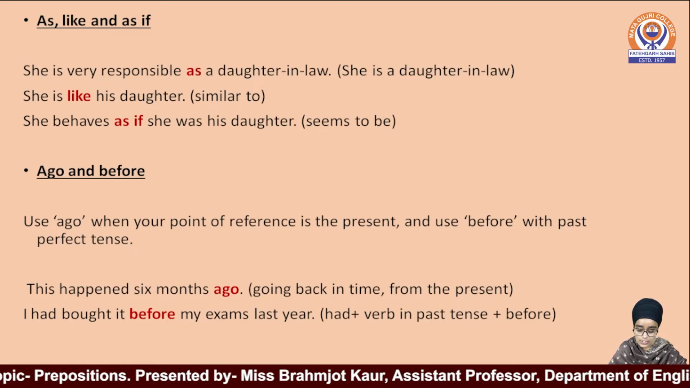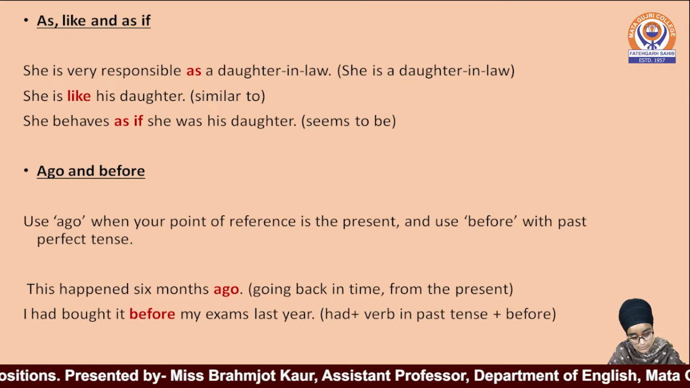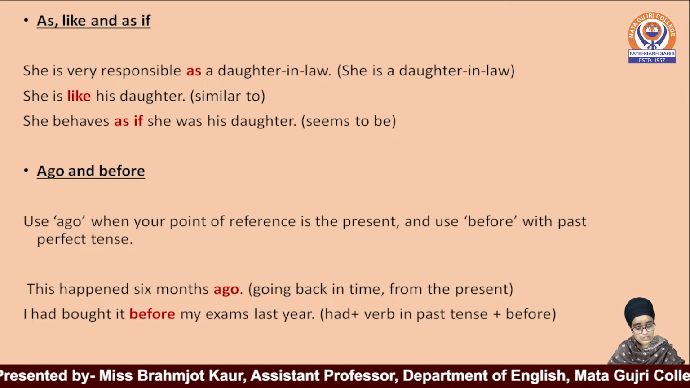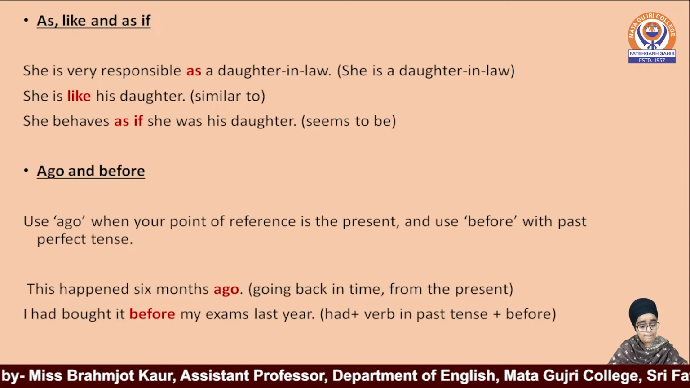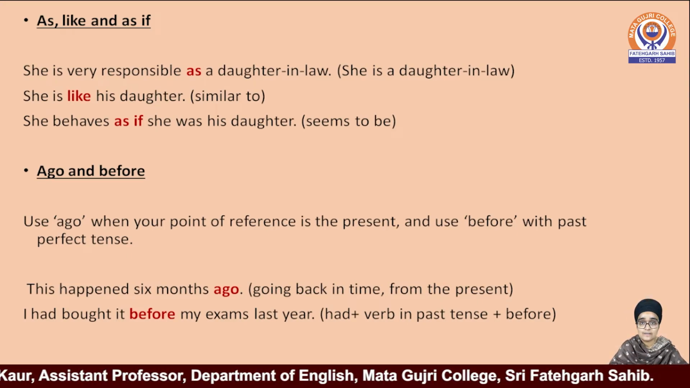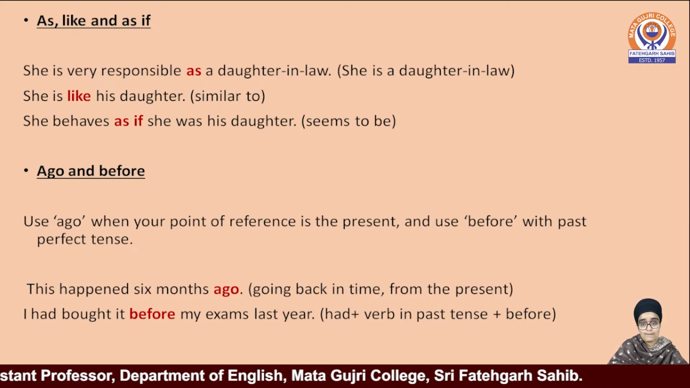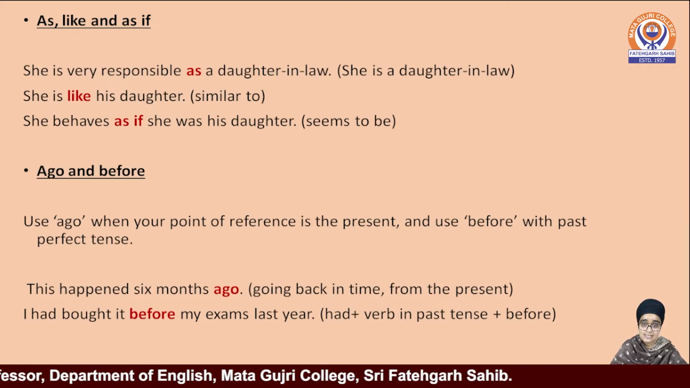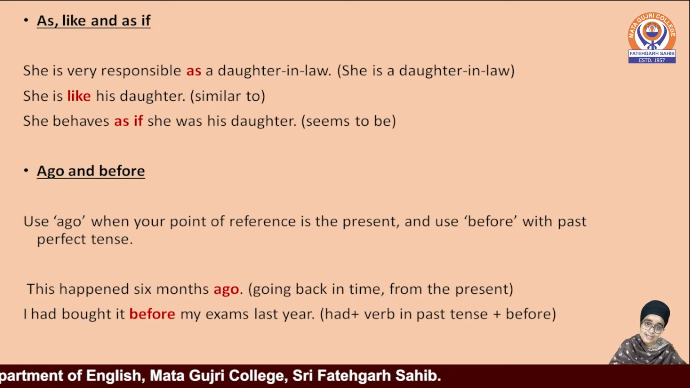Next, ago and before. So we'll again compare between these two prepositions. You use the preposition ago when you are going back in time, taking the present as the point of reference. So I say this happened 6 months ago. That means from the present I go back 6 months in time, and therefore I use ago.